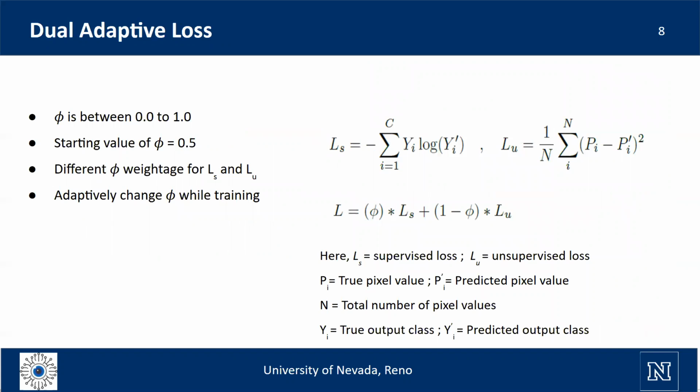For dual adaptive loss, we use categorical cross entropy for the supervised classifier, whereas we use mean squared error for the unsupervised decoder. Both the losses are first multiplied by their paired weights, and then they are added together to get the total loss. We initialize the loss with a weight of 0.5 for both the supervised and unsupervised losses, so both are equally weighted to generate good results. While training, the losses are adaptively updated to prioritize either the unsupervised decoder or supervised classifier.